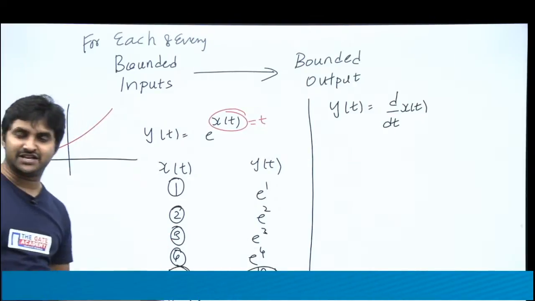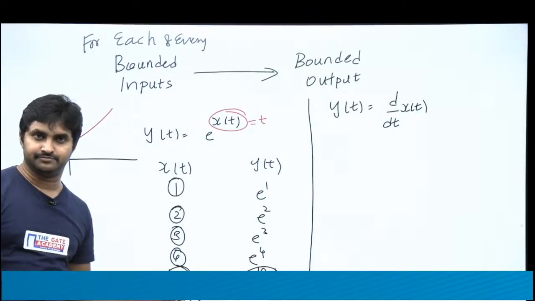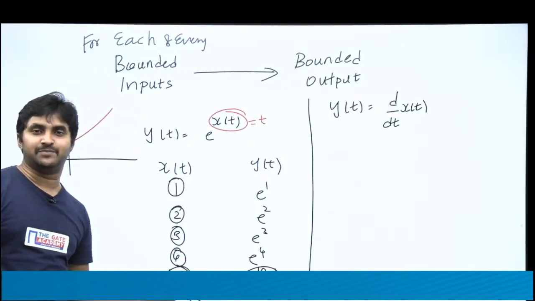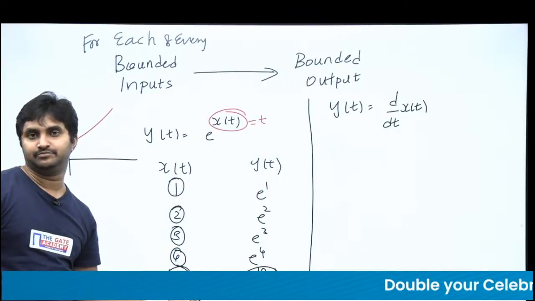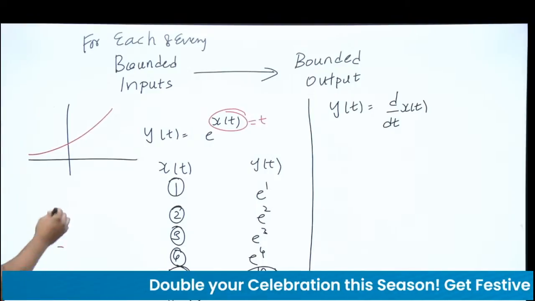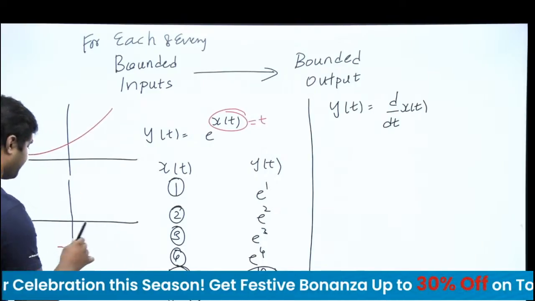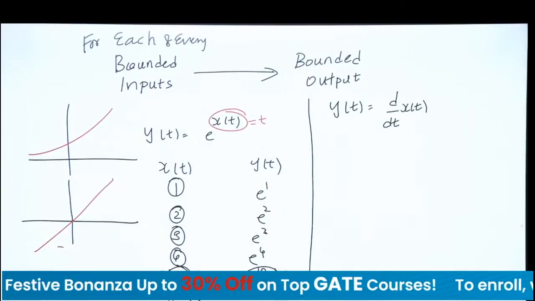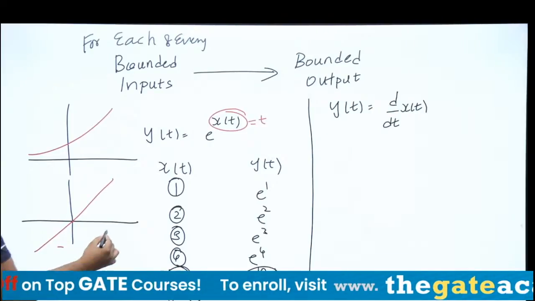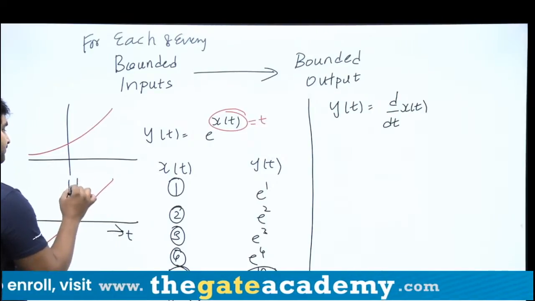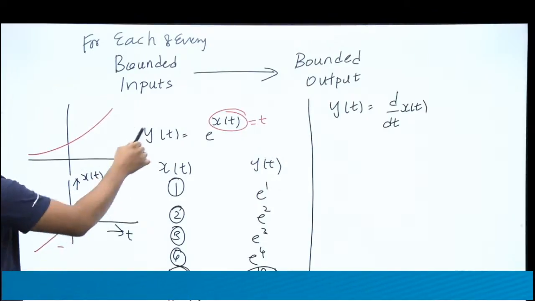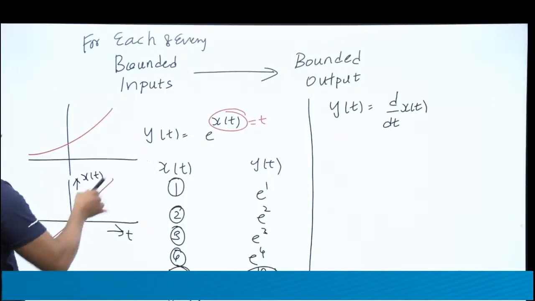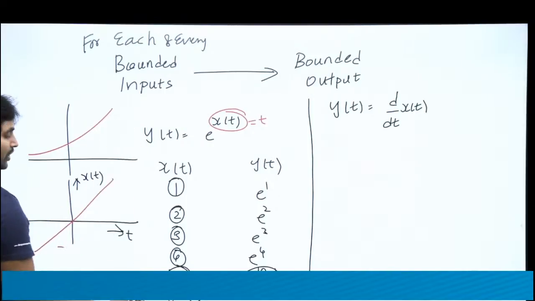Hello, is this t a bounded input? What is the meaning of x of t is equal to t? Now here also this is going towards infinity. My dear students, please note this. So I can't give this also.